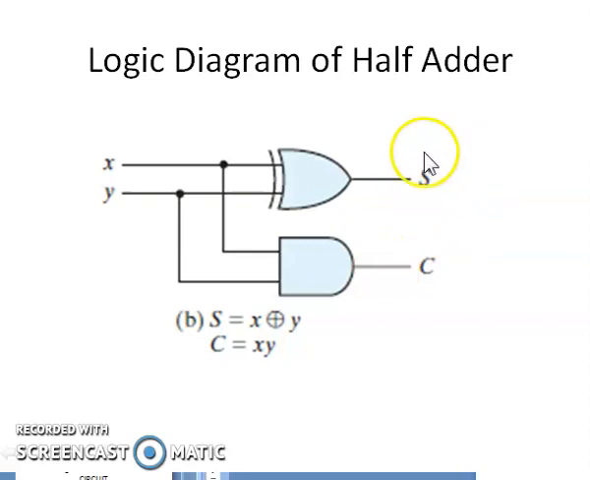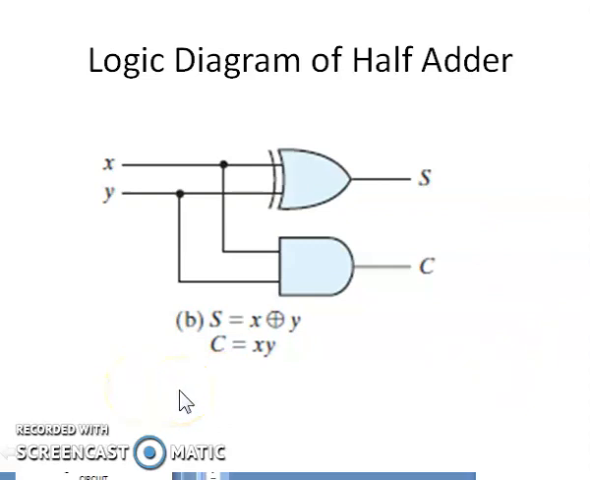Sum can be implemented by using an XOR gate because x y bar plus x bar y is the expression of an XOR gate. And to implement this carry, we require an AND gate. So using an XOR gate and an AND gate, we can design a half adder.